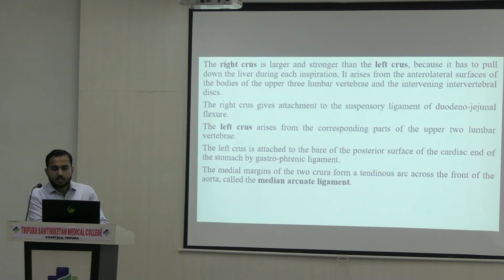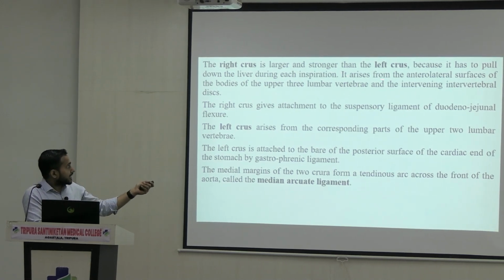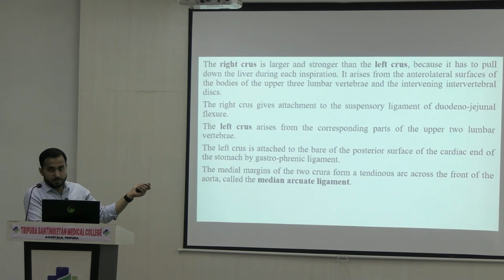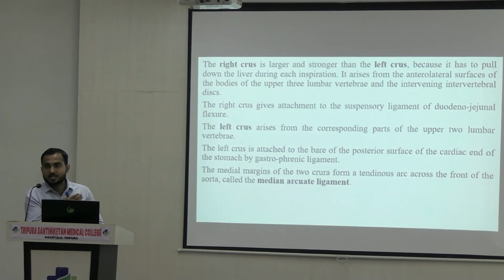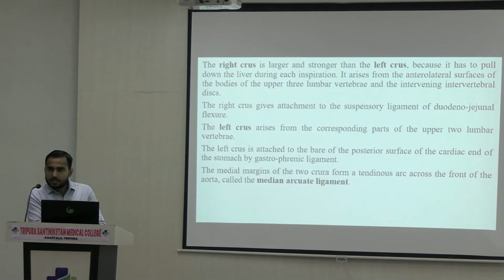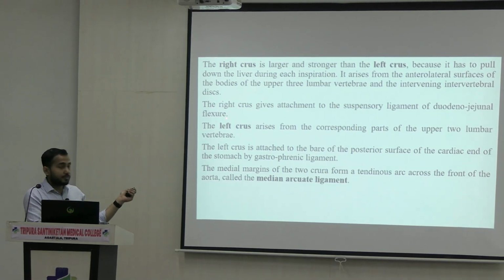Now, if you see the right crus and left crus, it arises from the anterior surface of the bodies of the upper three lumbar vertebrae. So the right crus arises from the anterolateral surface of the bodies of the upper three lumbar vertebrae. What is the meaning of this? That means the first, second, and third lumbar vertebrae, from the lateral aspect of the bodies, intervening the intervertebral disc. The right crus gives attachment to the suspensory ligament of the duodenojejunal flexure.